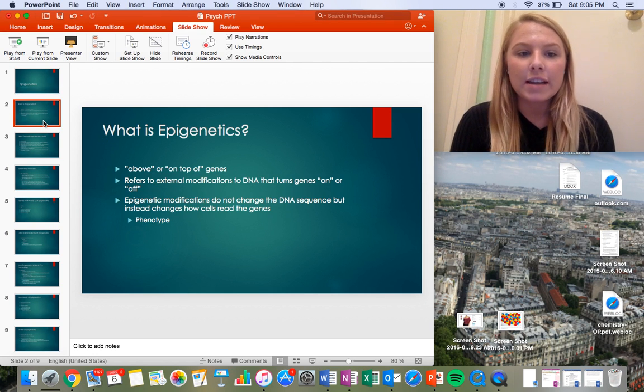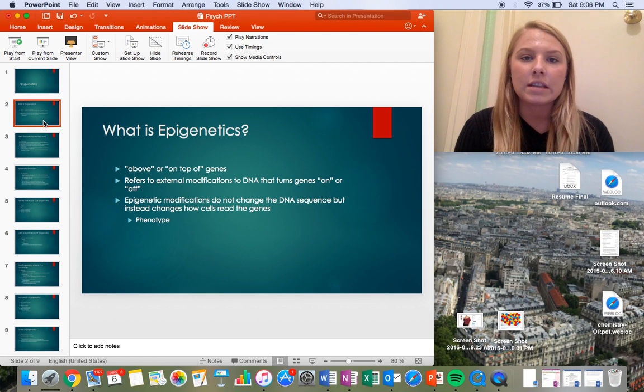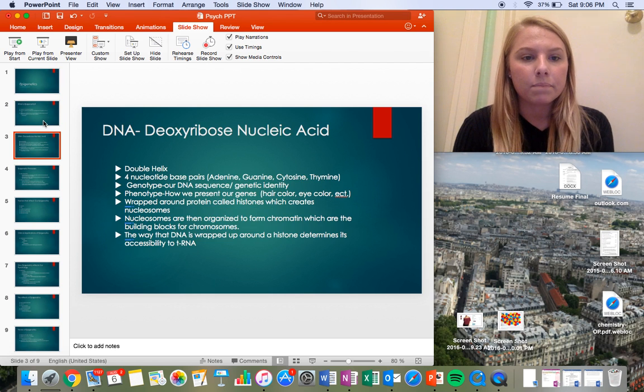What is epigenetics? Epigenetics literally means above or on top of genes, but the actual meaning of it is it refers to the external modifications to DNA that turn genes on or off within our phenotype. Epigenetic modifications do not change the DNA sequence itself, but instead change how cells read these genes, and this process of reading the genes causes it to be expressed within our phenotype, which is what I'll explain later on.